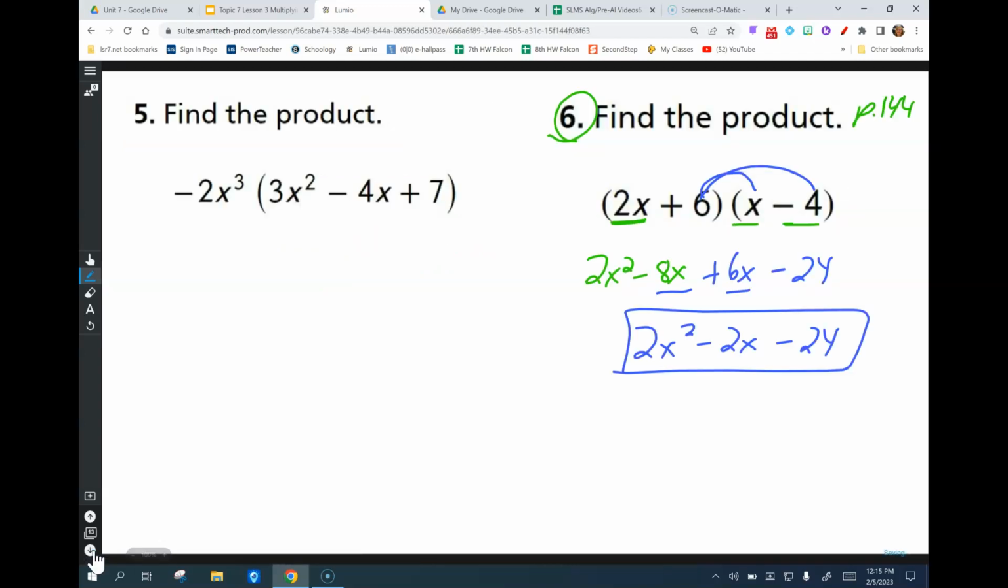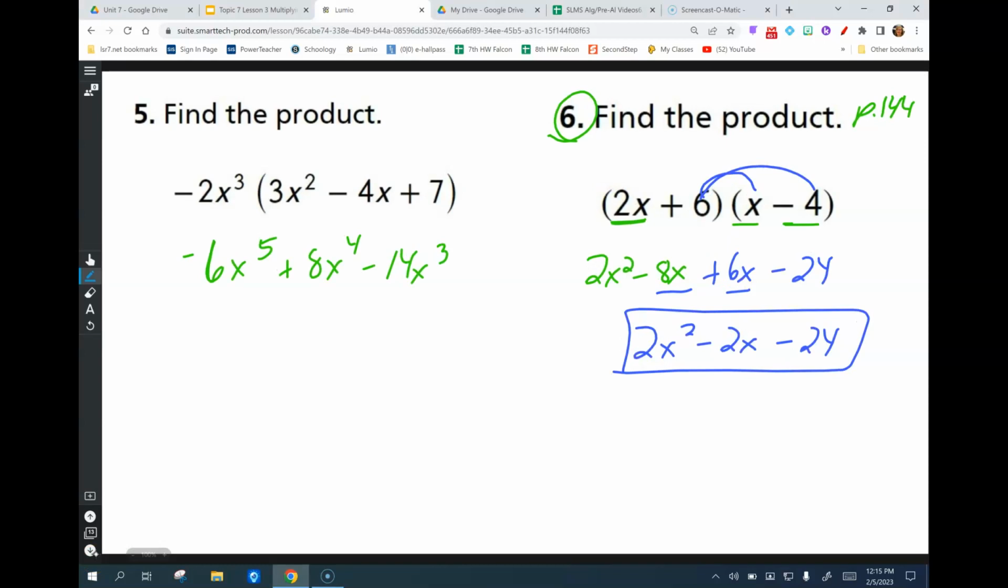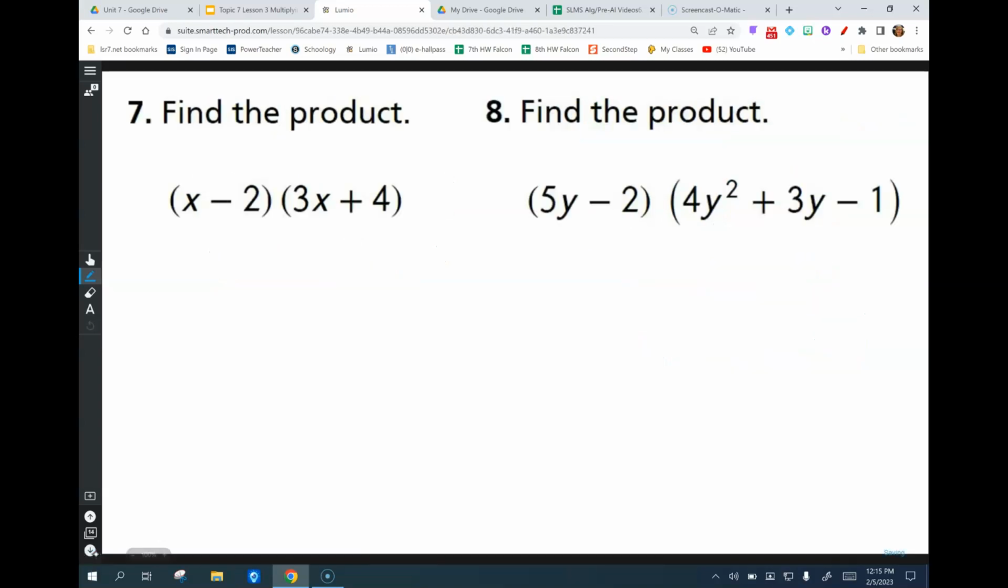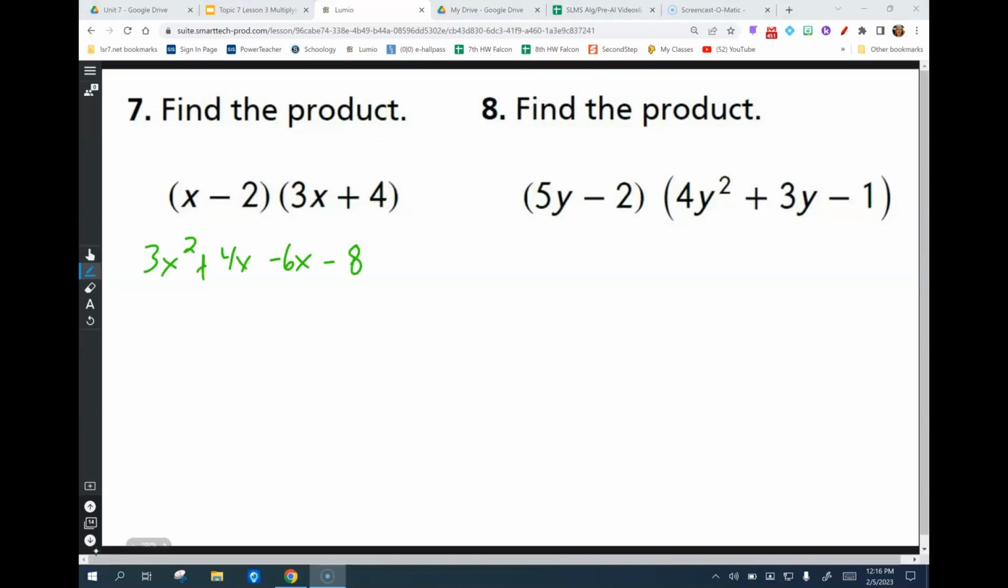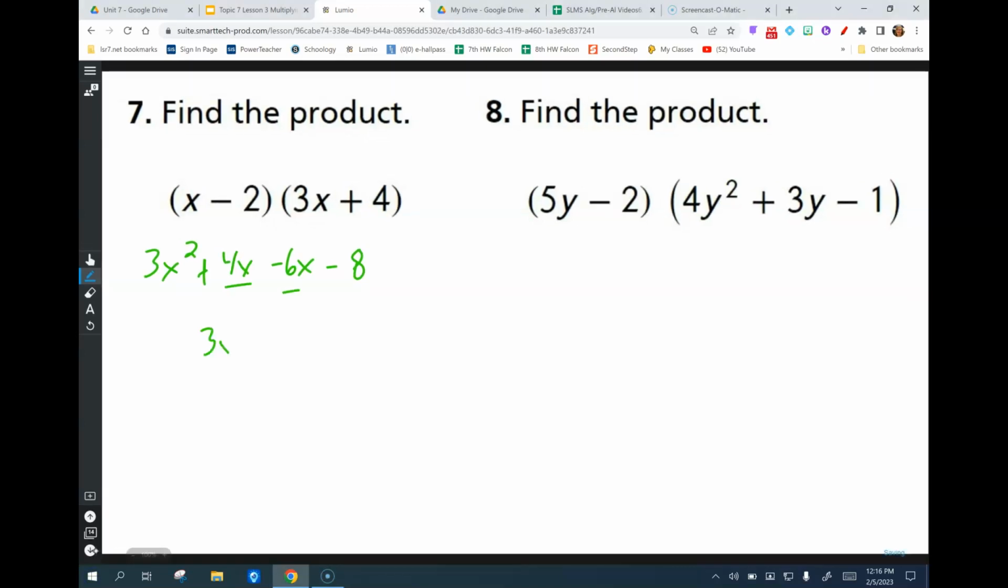Now, jumping to number 5, we already did number 6, so if you would like to do number 5 right now, go. When you distribute the negative 2x cubed times 3x squared, remember again that you're going to add the exponents because you're multiplying like bases. Number 7, I'd like you to try that one by whatever method: box method, distributing twice, which is also FOIL, or multiplying vertically. Go. When you multiply, you get 3x squared plus 4x minus 6x minus 8. Combine like terms, and you're going to get 3x squared minus 2x minus 8.